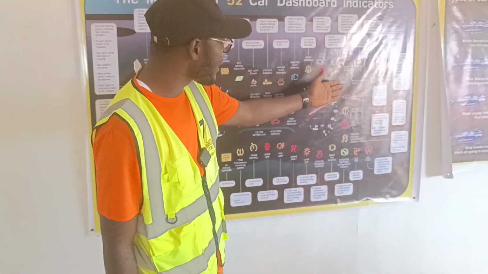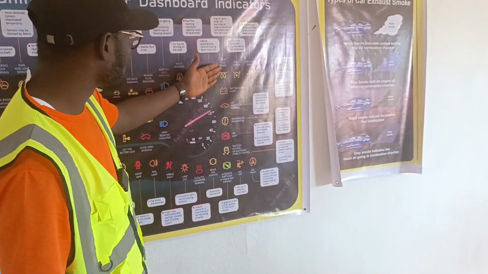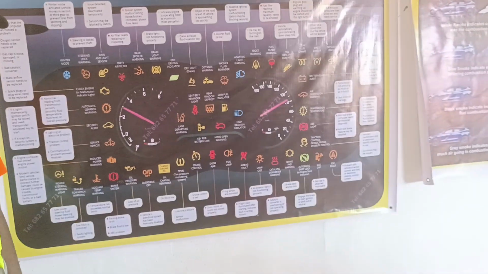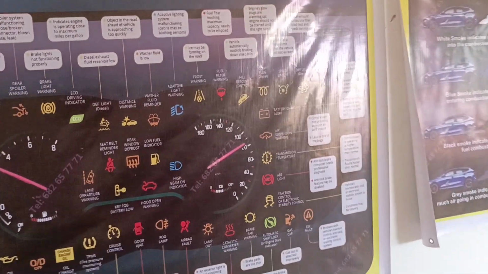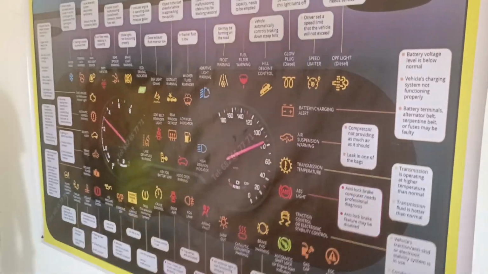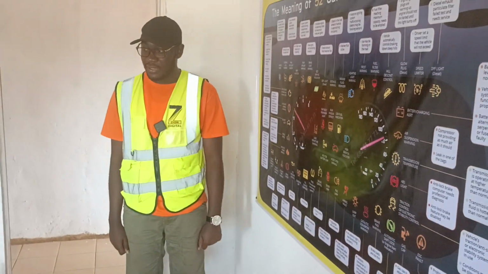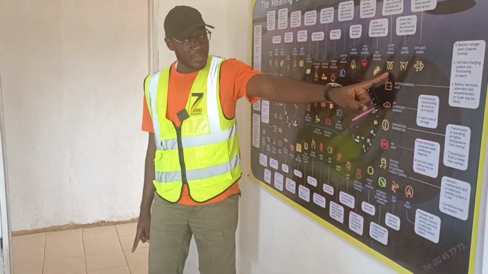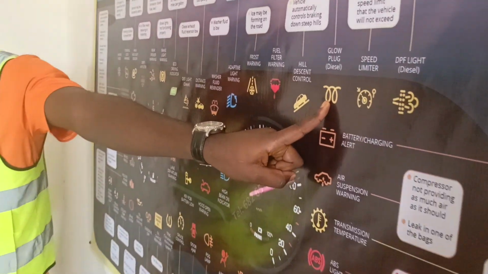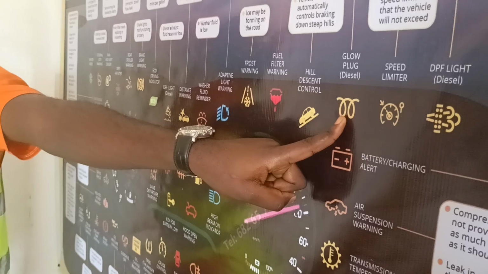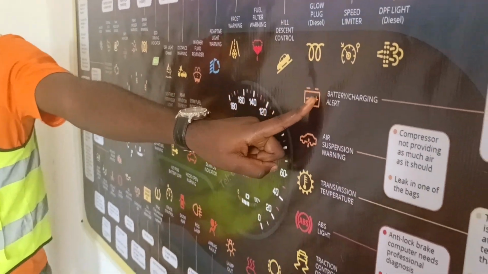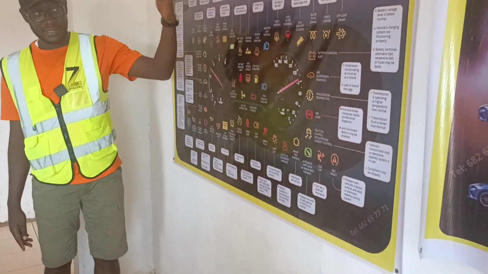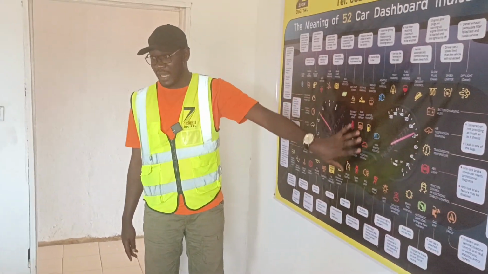Like for example, this is a glow plug for diesel vehicles. Most diesel vehicles have it. It helps to start the car. If the engine is not well heated, you might have what you call a hard start. So if you see this on the dashboard, it tells you directly this is a diesel vehicle. So you can easily tell whether it is an automatic or a diesel, depending on the dashboard.